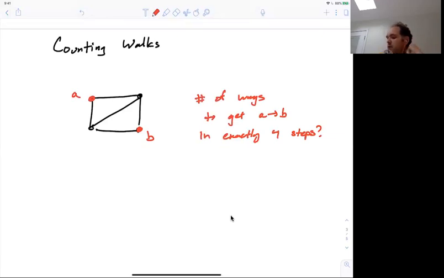So in exactly 4 steps, how would you do that? Now, in this case, you're allowed to repeat vertices and edges, right? Is it even possible? So one thing you could do is go 1, 2, 3, 4. You got to B in 4 steps, right?